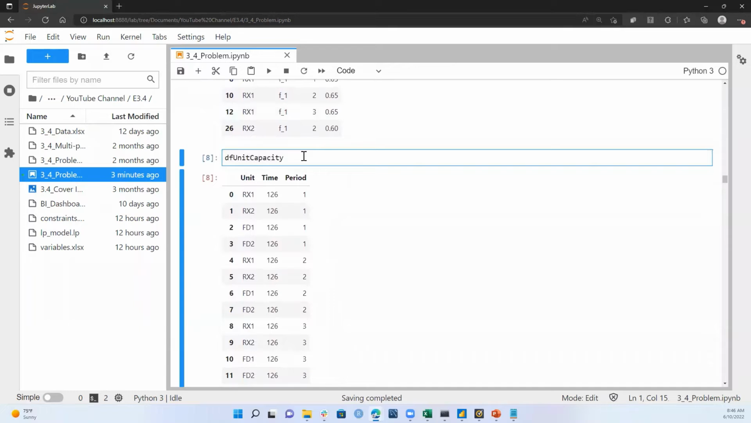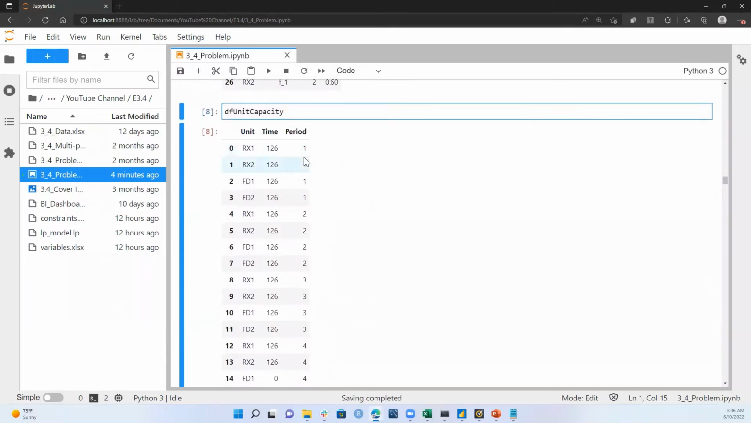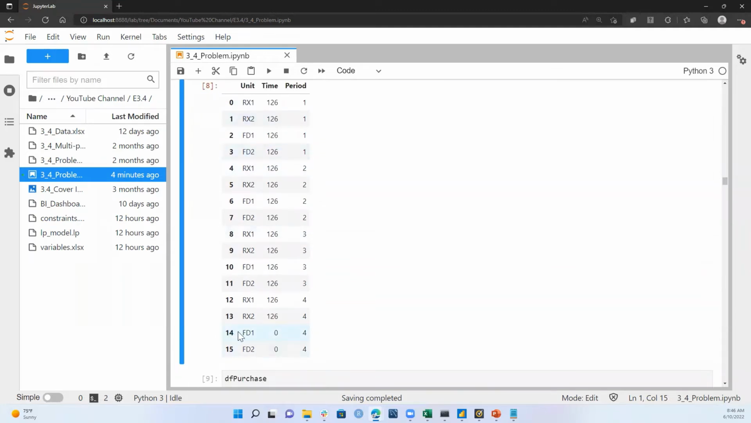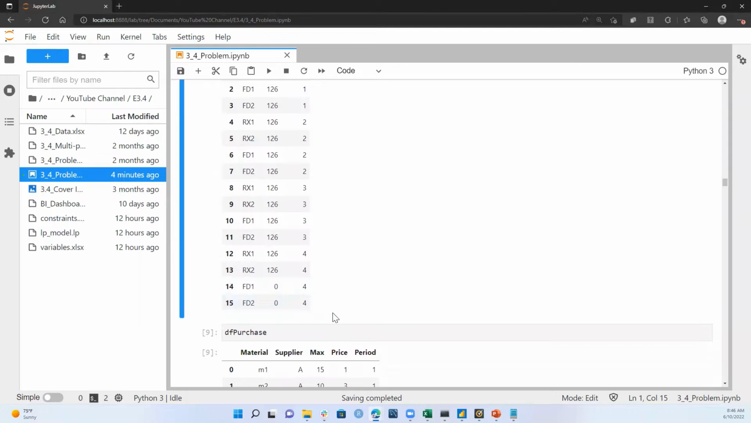Finally, we have our DF unit capacity. No data transformations, we read this in directly. So we get the unit, the time, and the period. And so again, you can see here FD1, FD2, as we mentioned before, they're going to be shut down in period 4. So we have no time available on those processes.